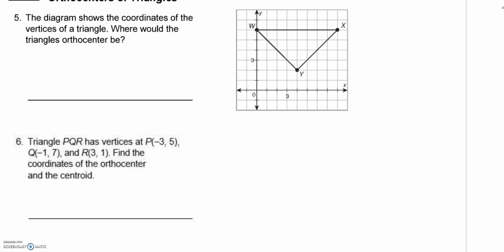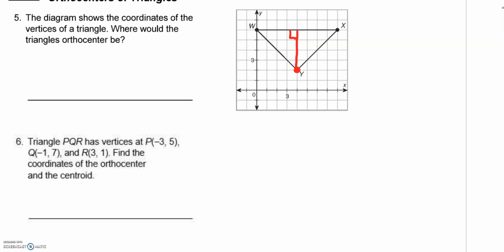I look for any horizontal or vertical lines that I could easily draw a segment perpendicular to, and I see that WX is perfectly horizontal. So I know that I want a segment perpendicular to WX and also passing through the opposite vertex Y. So I know one of my altitudes is right here.